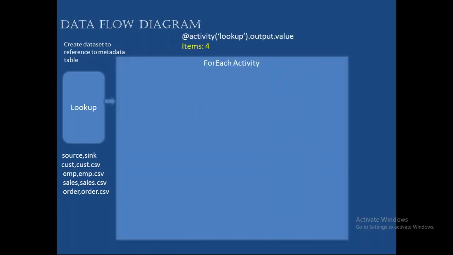In the for each activity, you pass the lookup output using @activity('lookup').output.value. How many items will go to the for each now? Four items will go into the for each. Inside for each, I will use the get metadata activity to check whether my source table exists or not. If it exists, the exist parameter will be true. If it is not available, the exist parameter will have a false value.